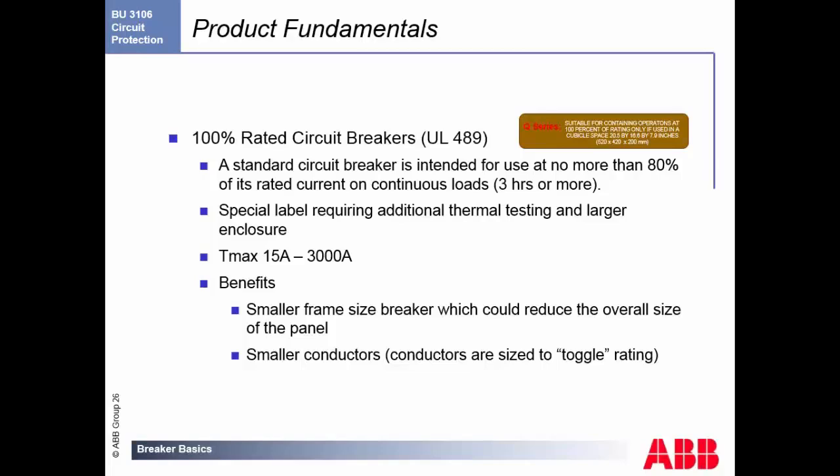Special label is required for thermal testing. We have this available at the T-Max 15 amp to 3,000 amps. So with 80% of 3,000 amps, you can be switching under full load a lot of devices. It has a very small frame size for the breaker, which reduces your panels, so you no longer have to have a huge panel in order to control these loads for safety and or just on-off toggle.